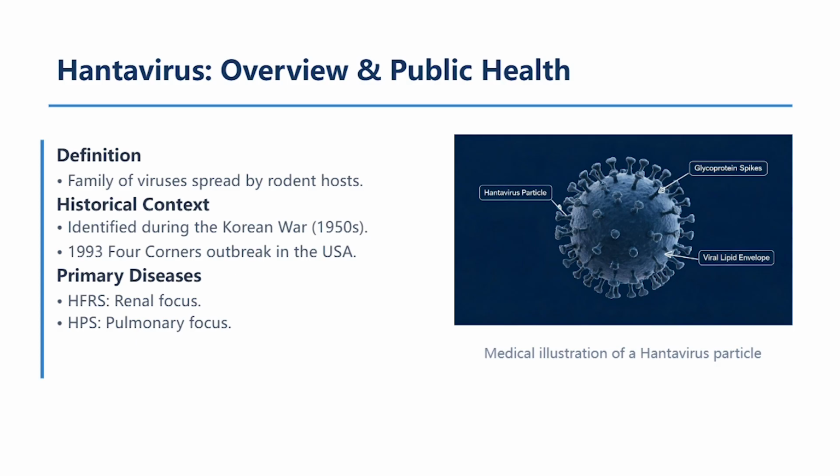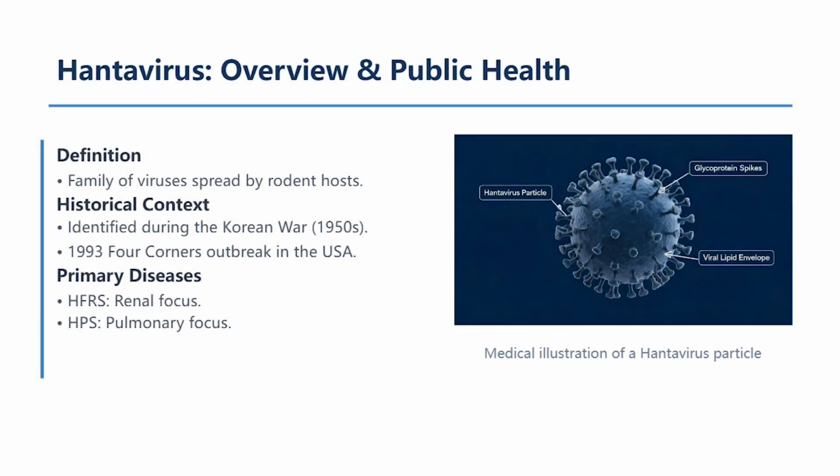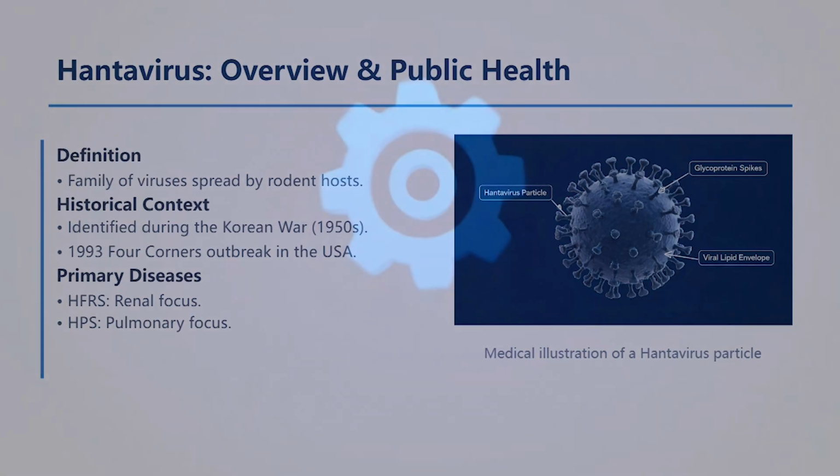In Asia and Europe, it often causes hemorrhagic fever with renal syndrome, or HFRS. In the Americas, we more commonly see hantavirus pulmonary syndrome, or HPS, which affects the lungs. By understanding the structure and history of these viruses, we can better appreciate the public health strategies used to control them. Next, let's take a closer look at the specific rodents that carry these viruses.